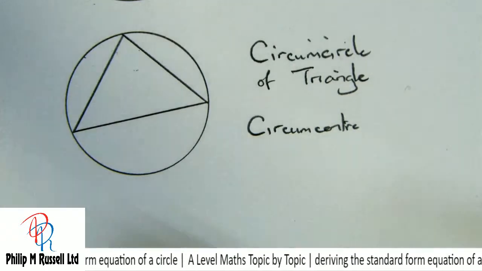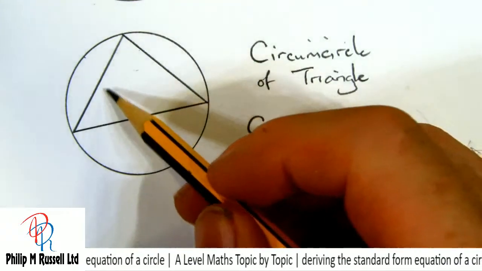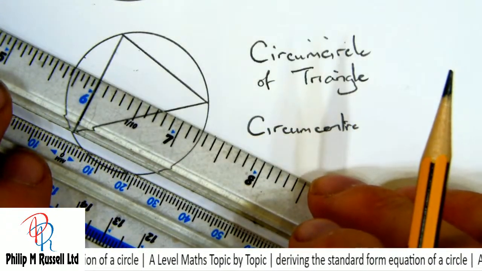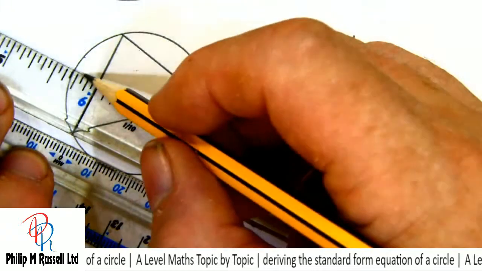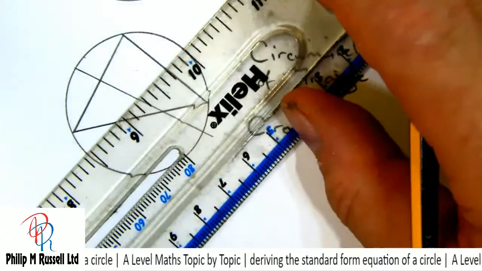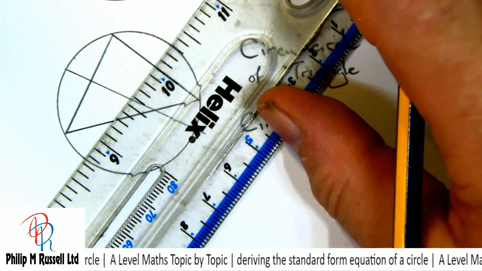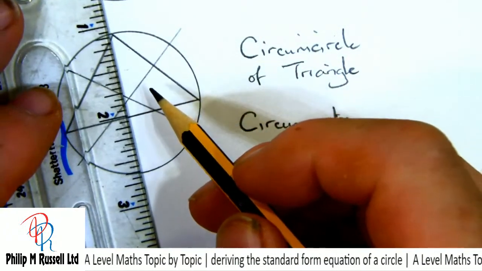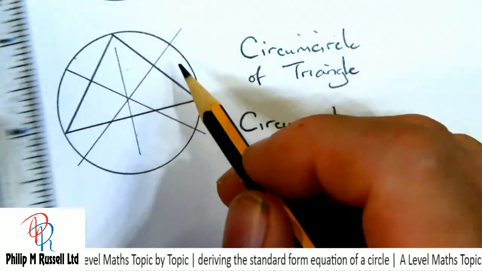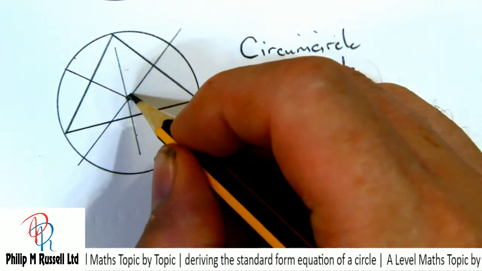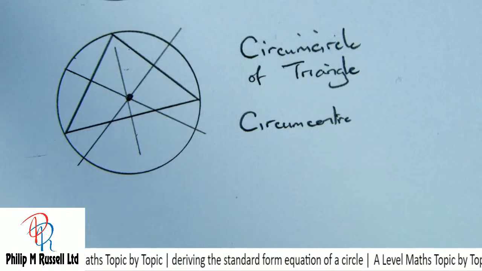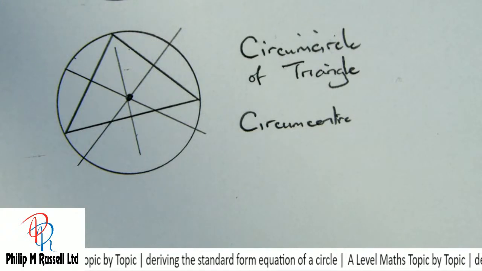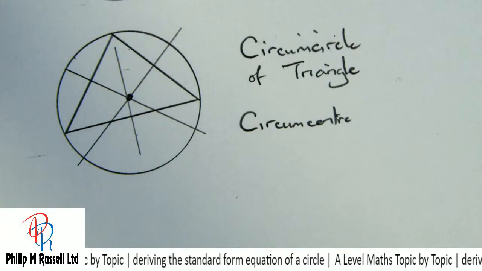How would I find this? Well, since these are all chords of a circle, simply taking a bisector here, and let's bisect the next line, and let's bisect the last line. All of them will intercept at the center of that circle, which is quite useful really if we want to try and play around.